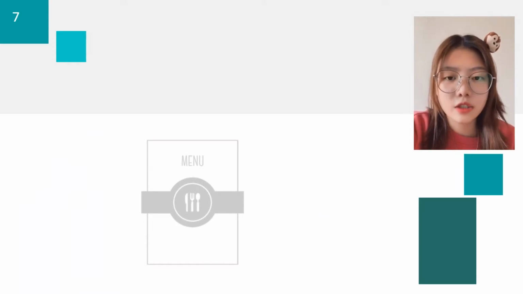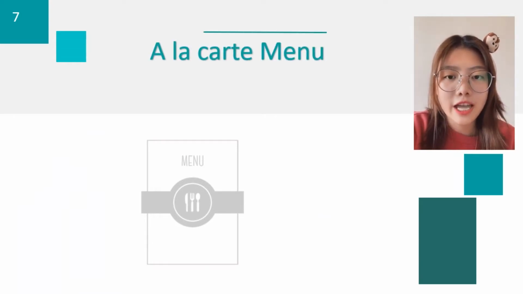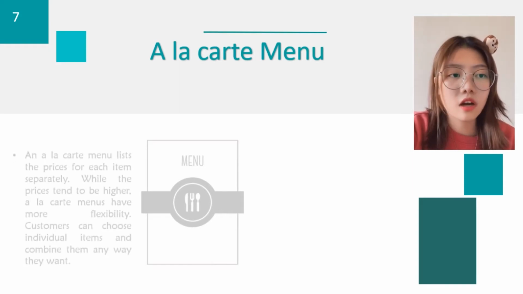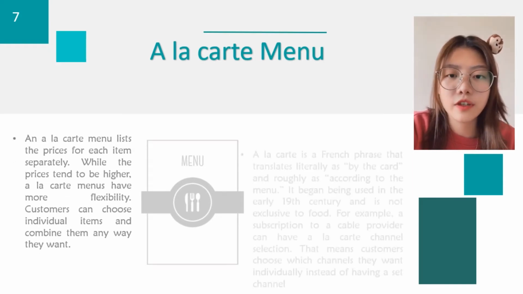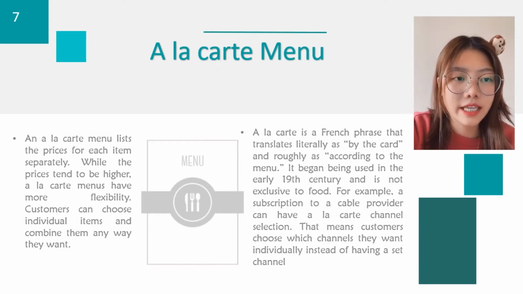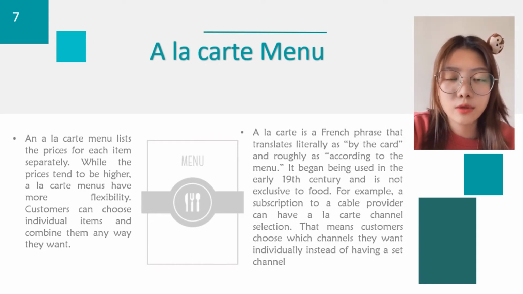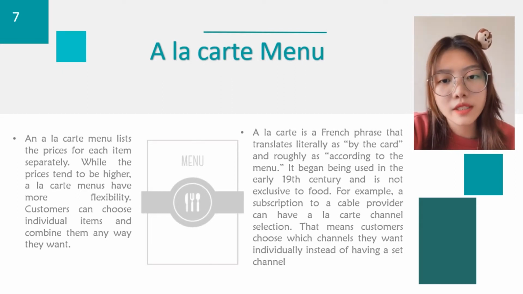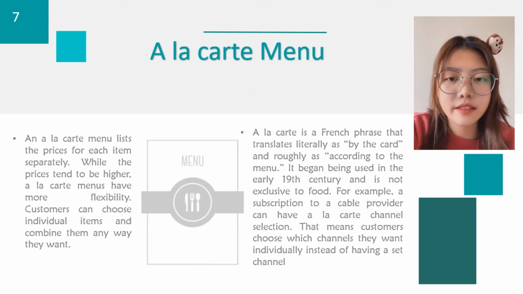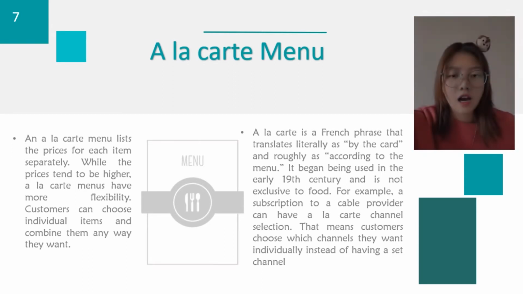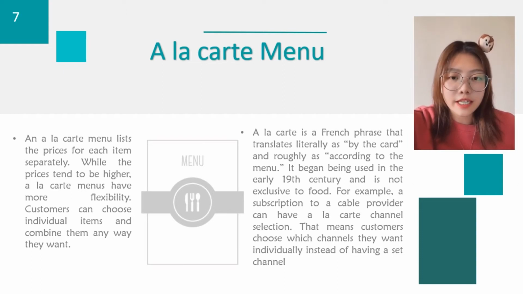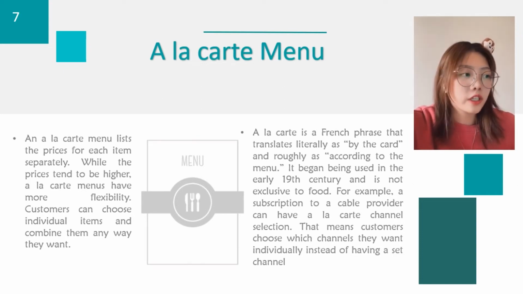And let's introduce the first type of menu. It's a la carte menu. A la carte menu lists the price for each item separately. While the prices tend to be higher, a la carte menus have more visibility. Customers can choose individual items and combine them any way they want. A la carte is a French phrase that means by the card, and roughly as according to the menu.